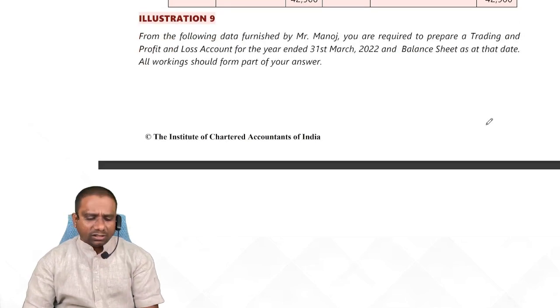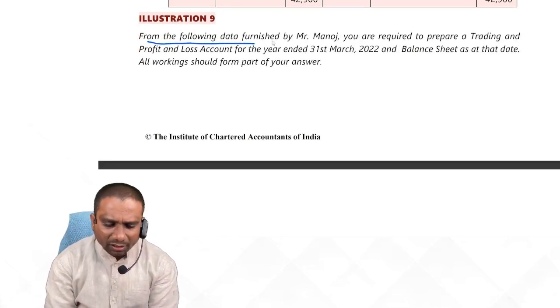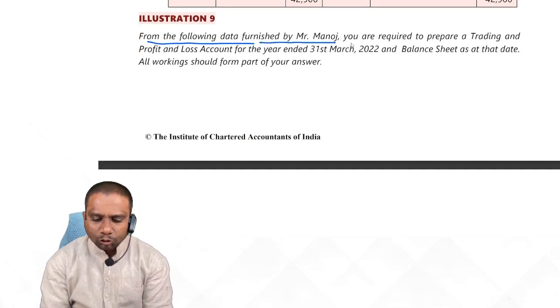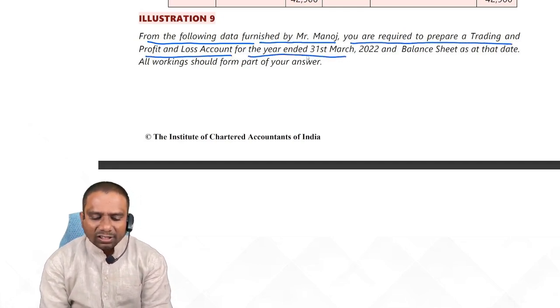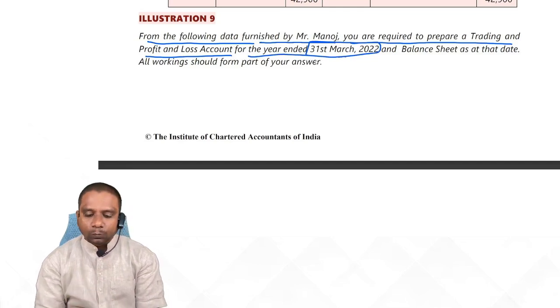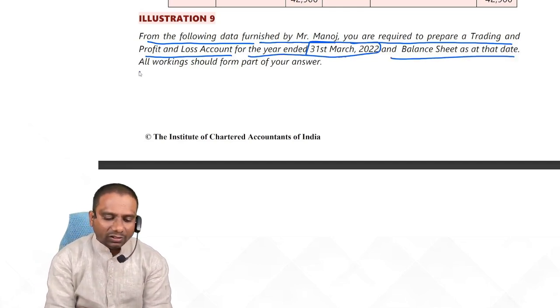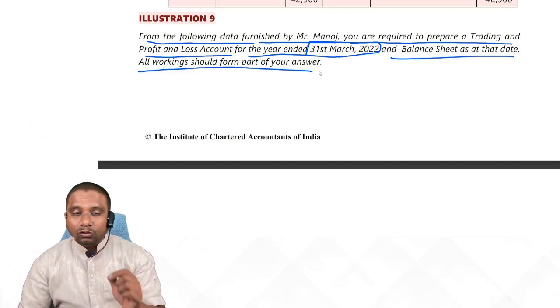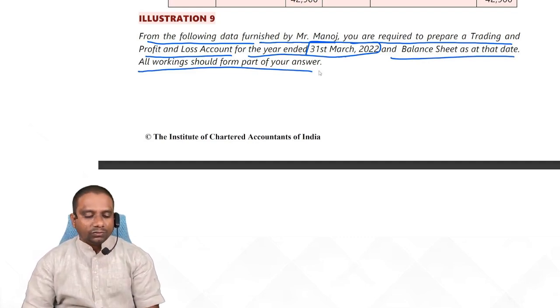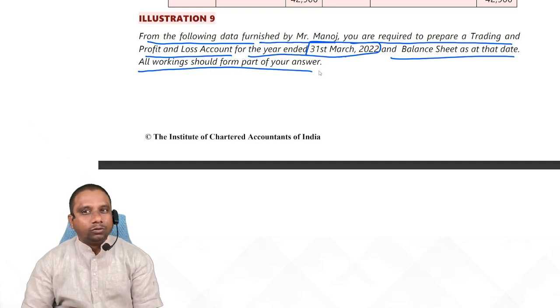Now look at illustration 9. From the following data furnished by Mr. Manoj, you are required to prepare a trading and profit and loss account for the year ended 31st March 2022 and a balance sheet as at that date. All workings should form part of your answer. So for working notes, you will get some marks now. So that's why all workings should form part of your answer.